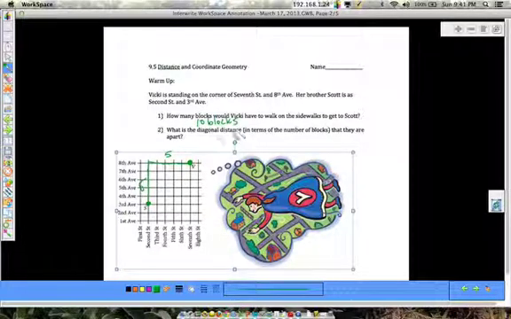Number 2 asks, what is the diagonal distance in terms of number of blocks that they are apart? So they're asking, what is the distance from Vicky to Scott, if they got to walk the shortest distance? And I know it's a surprise, but we're going to use the Pythagorean theorem. So because we have a right triangle, we'll write 5 squared plus 5 squared is going to equal c squared. This is equal to 50 equals c squared.